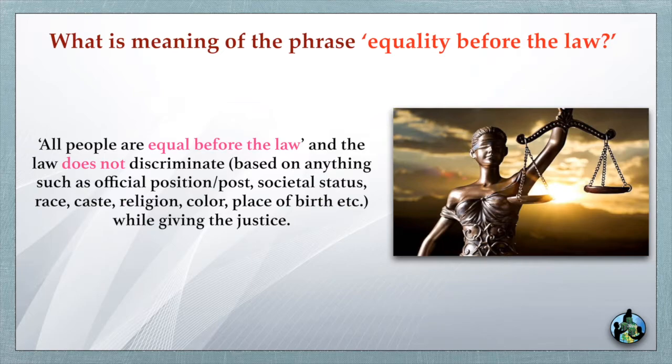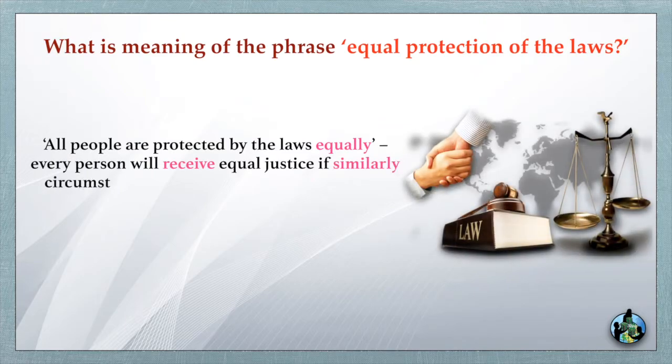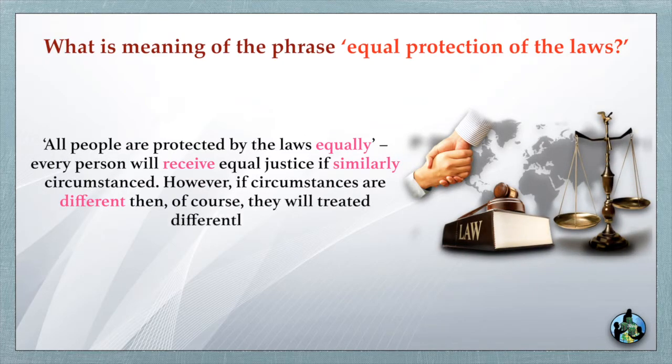Now, the next question is, what is the meaning of the phrase equal protection of the laws? In simple language, it means all people are protected by the laws equally. Every person will receive equal justice if similarly circumstanced. However, if circumstances are different, then of course they will be treated differently. Likewise, the law doesn't make any discrimination based on any ground in a similar circumstance.